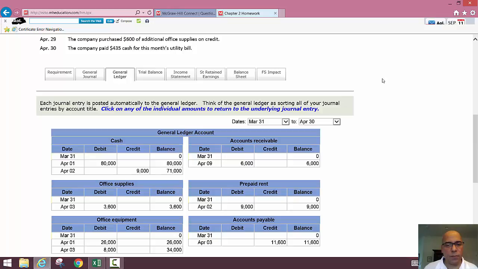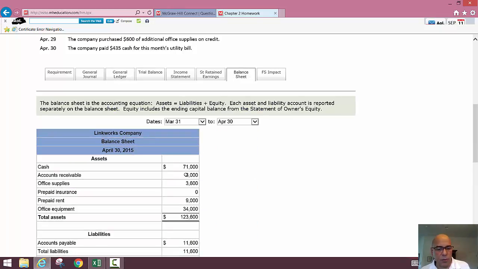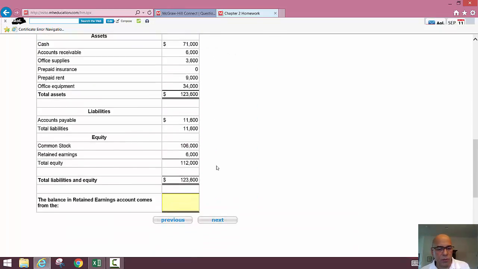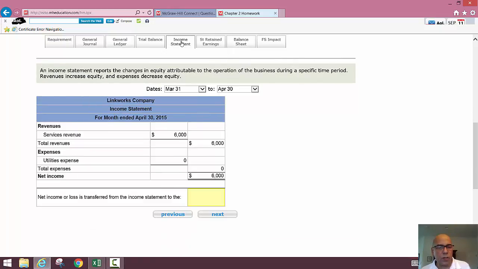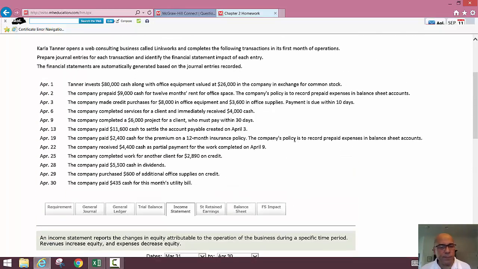Let's think about that. We're going to see in the balance sheet now that account receivable of $6,000, but where's the revenue? Revenue is on the income statement, and right now, since we only have that revenue, we are seeing that we have our net income of $6,000. Okay, so this is pretty fun.